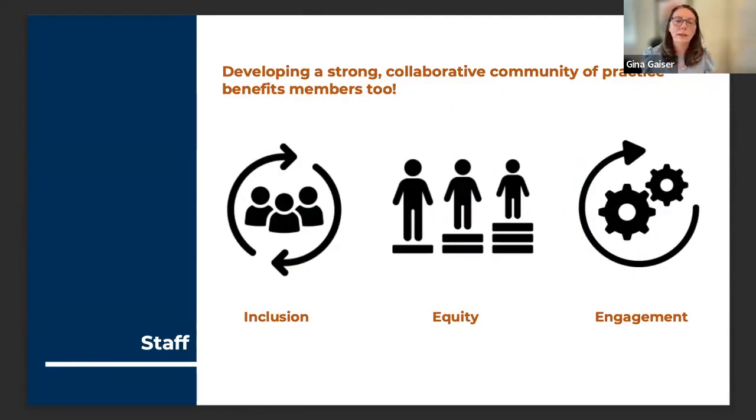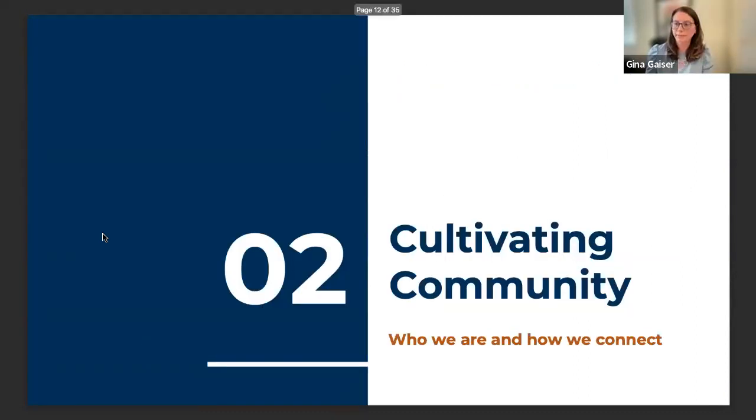So developing a strong collaborative community also benefits its members. So inclusion is for staff who have important insights and experience but don't always have a voice or a seat at the table. We do this with equity. So because we have one individual from each school plus members of the community, we're well represented. And we work on engagement at all levels of the education mission. So now I'm going to turn it over to Shinshin, who's going to talk more about how we cultivate community in the Teaching Innovations Working Group.